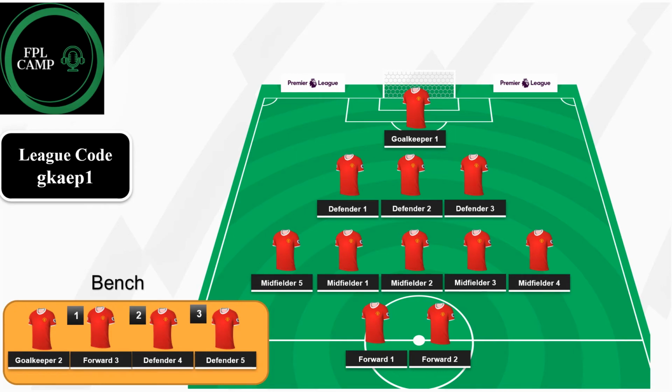However, it is important to note that even while substituting, the positional constraints of at least 3 defenders, 2 midfielders and 1 forward are followed. Let's say the playing 11 is set out in a 3-5-2 formation and defender 3 has not played. He is to be subbed. Even though forward 3 is the first sub, it is defender 4 who will be subbed in.